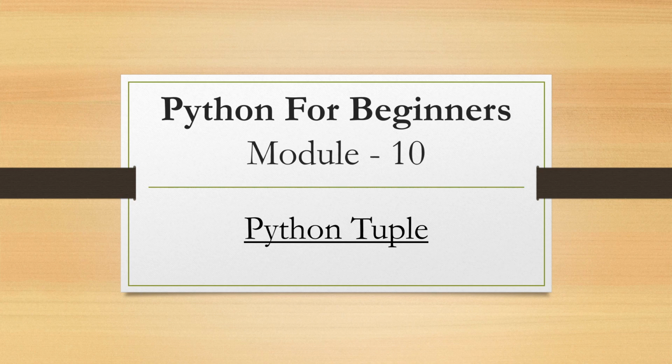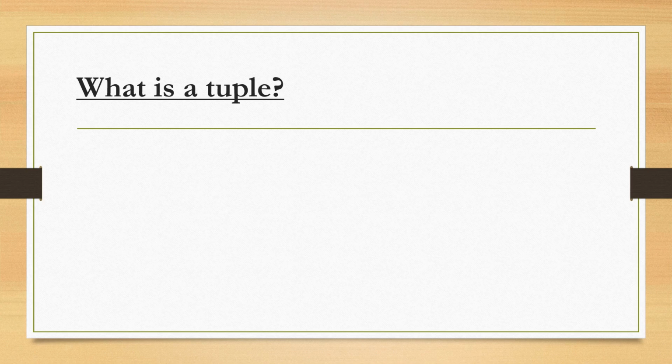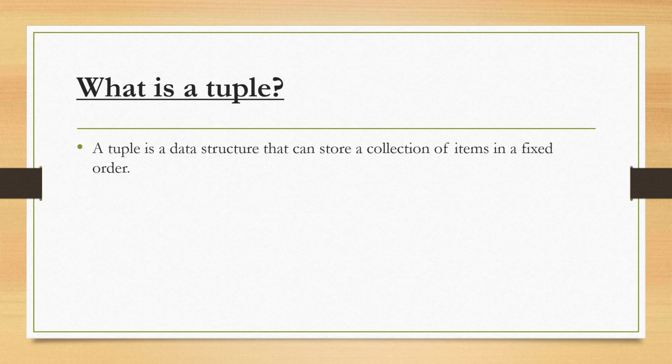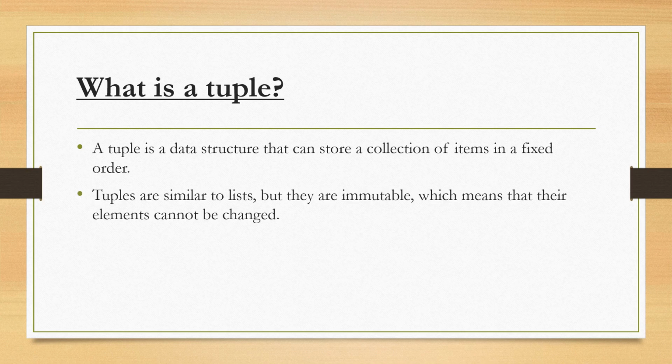So this is the Python course for beginners. This is module number 10 and today we are going to see Python tuple. So what is a tuple? A tuple is similar to a list. A tuple is a data structure that can store a collection of items in a fixed order.